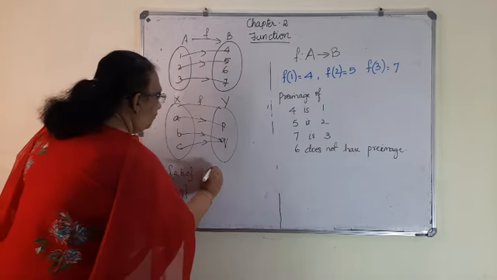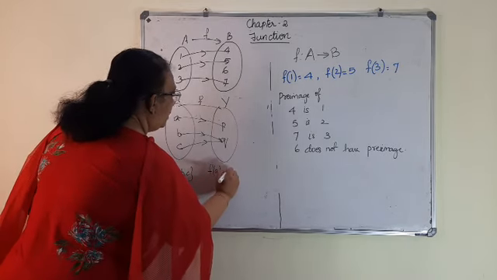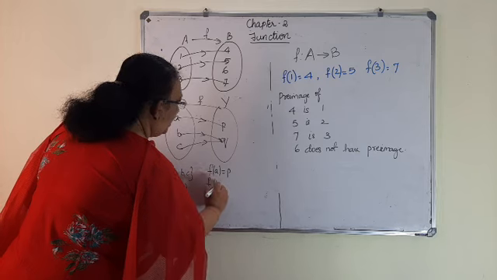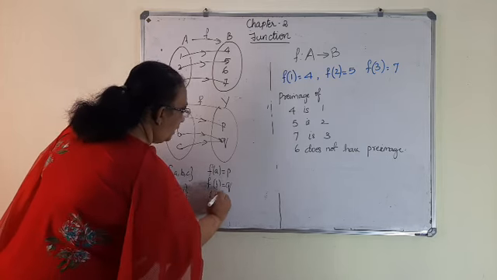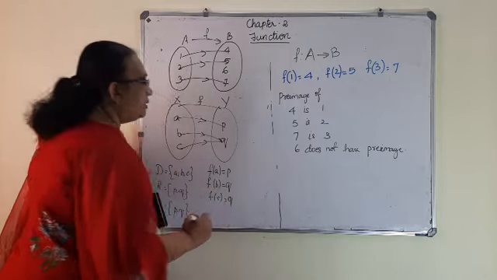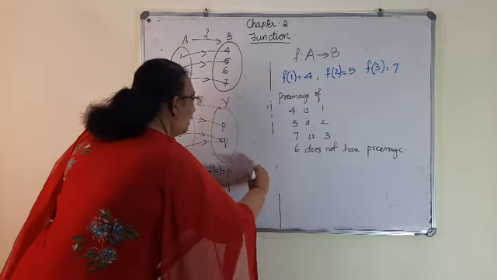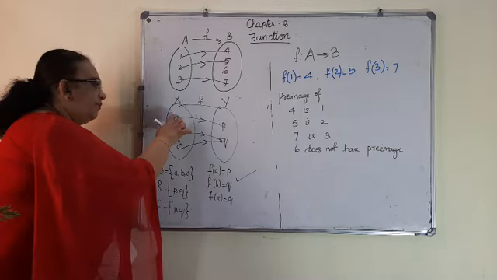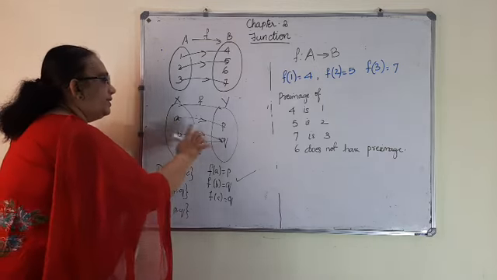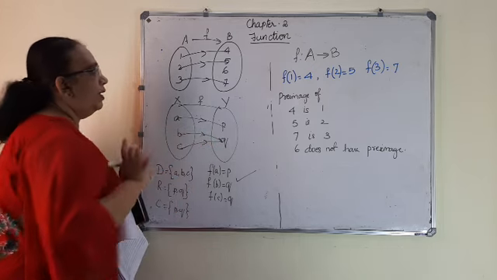So f of A, the image, is equal to P. F of B is equal to Q. It has one image. F of C is equal to Q. It has one image. So that means it is a function. That means every element in the domain should have exactly one and only one image.